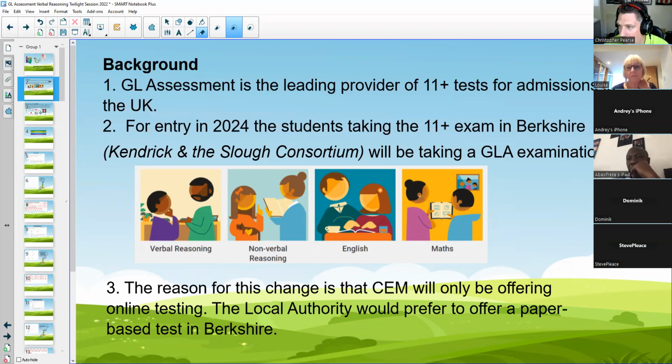But what I will do now is just put into the chat feed a link, which I think we've probably emailed out a number of times to you anyway, but that link will take you to the GL Assessment website where you can download free familiarization materials across all four subject areas. You have to remember that this change was made because CEM will only be offering online testing. GL Assessment, of course, do paper-based exams, hence the reason why those local authorities would rather opt for a paper-based test rather than an online test.